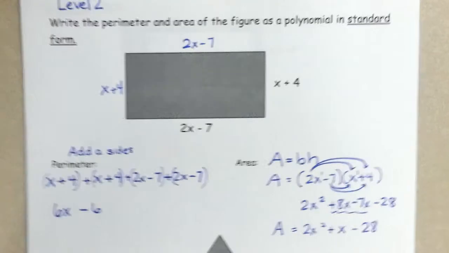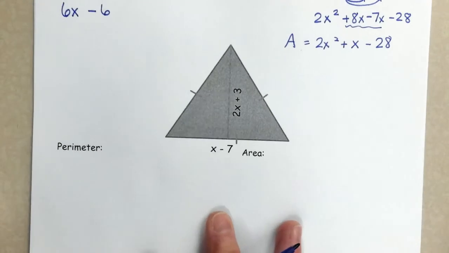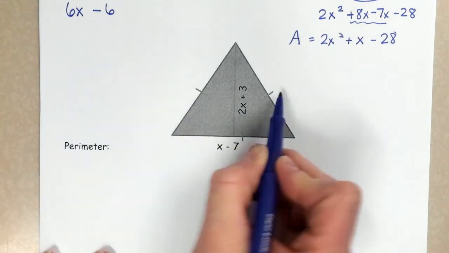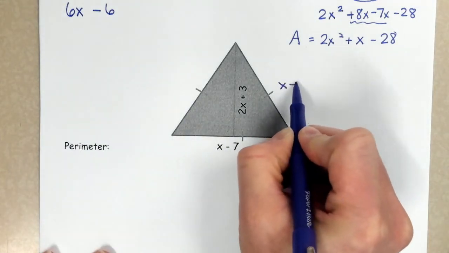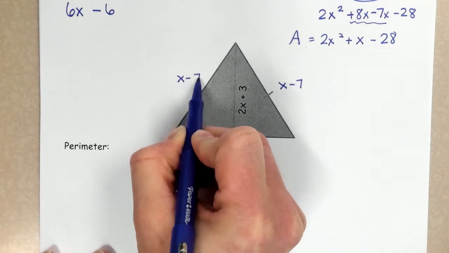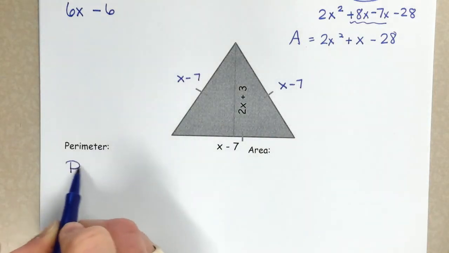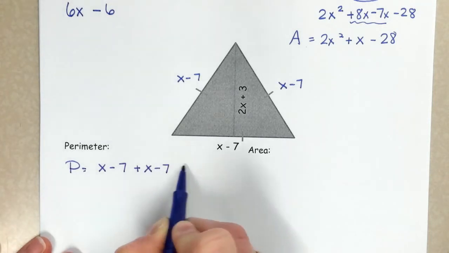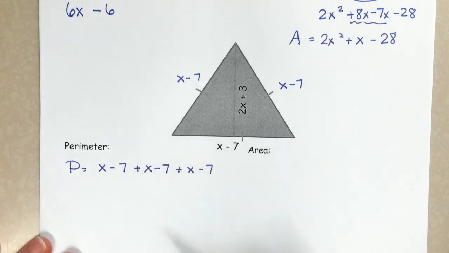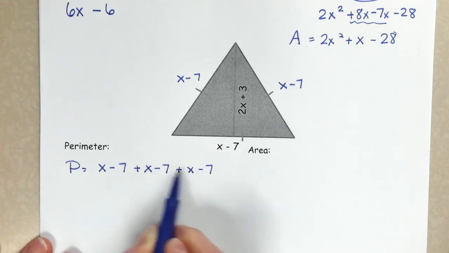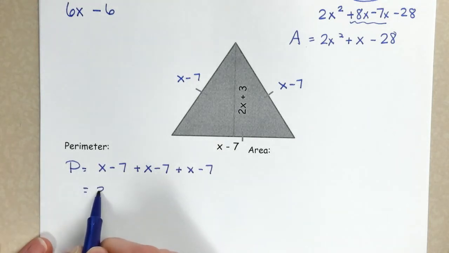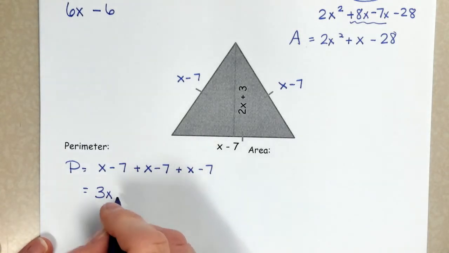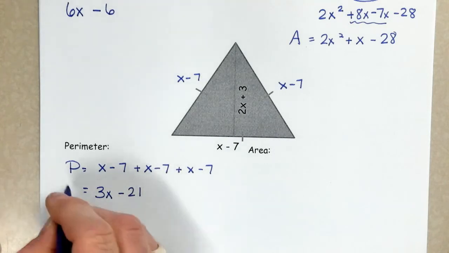Okay, let's change shapes. What if we had this triangle? Notice the congruency marks here. They let us know that it is x minus 7 on all 3 sides. So for perimeter, we just need to add up our x minus 7s for all 3 sides. So we have to add x plus x plus x, otherwise known as 3x. And negative 7 plus negative 7 plus negative 7, so negative 21.